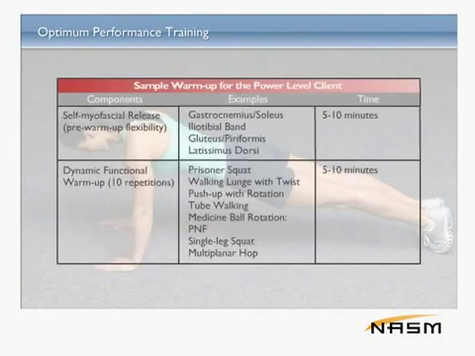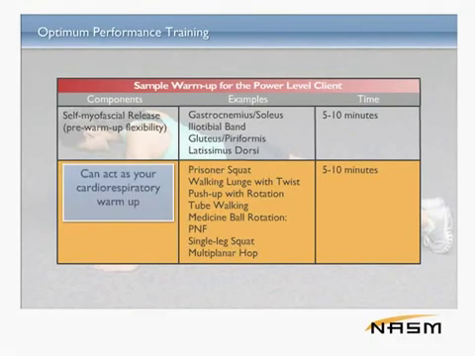Here we see an example of a warm-up for a power level client. The warm-up will include 5 to 10 minutes of self-myofascial release and 5 to 10 minutes of dynamic stretching. When performed in a circuit, the 10 minutes of dynamic flexibility can act as your cardiorespiratory warm-up as well.